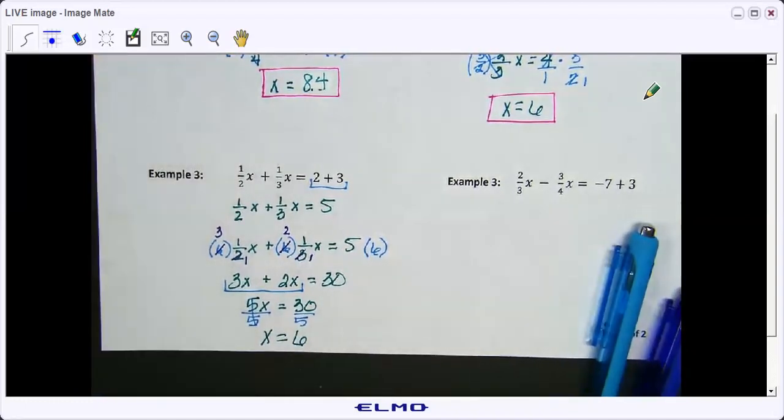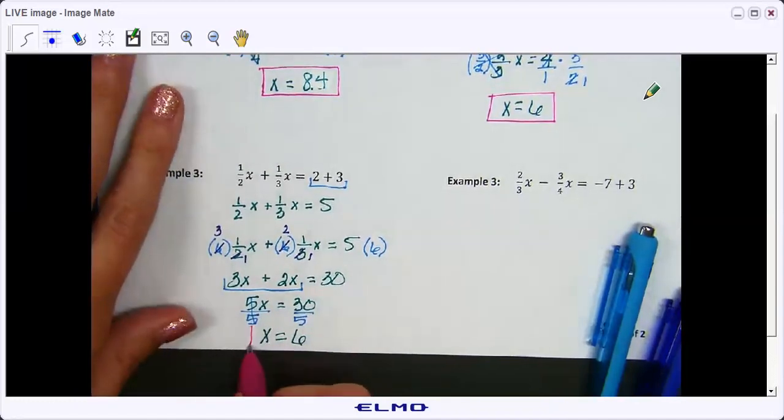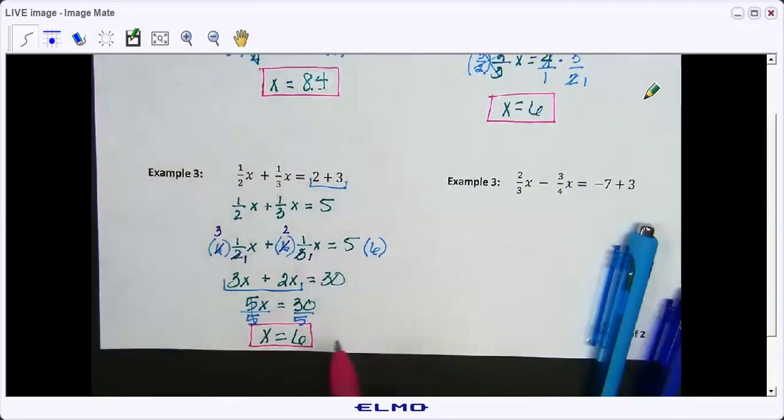Yeah. That is perfectly fine. So now are there any questions before I show you the other way?